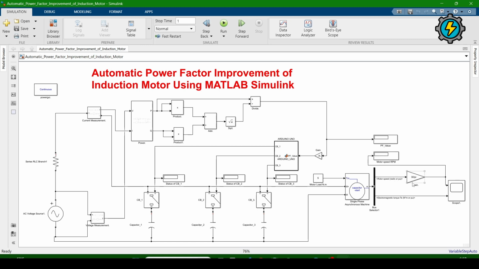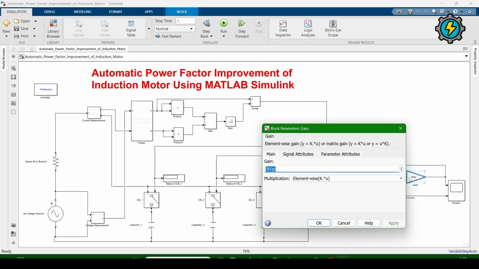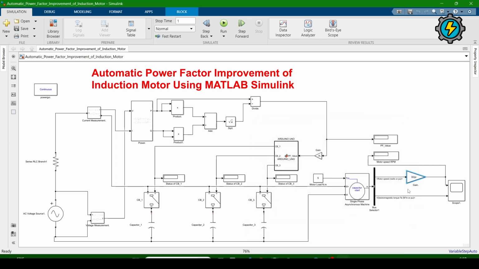RPM. So for that we connect this gain, and this is 30 by pi. When we double click on it, it will show the value in this gain block. So it will convert radian per second into revolutions per minute.